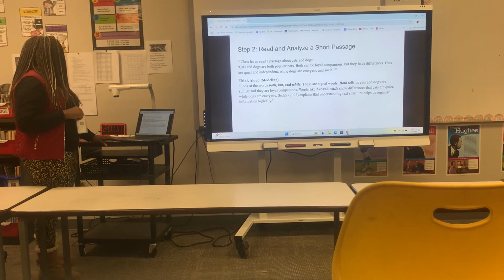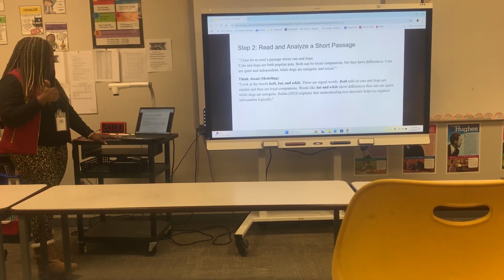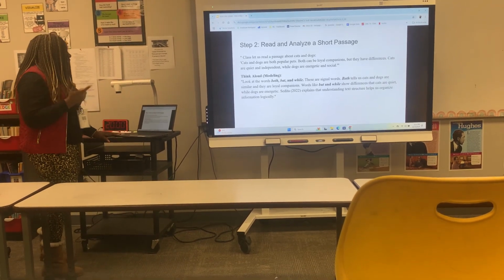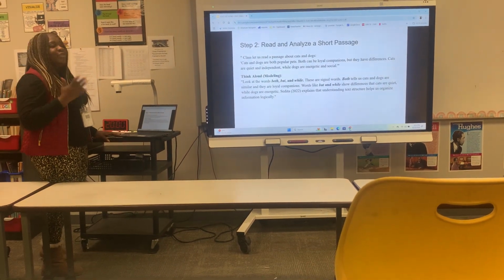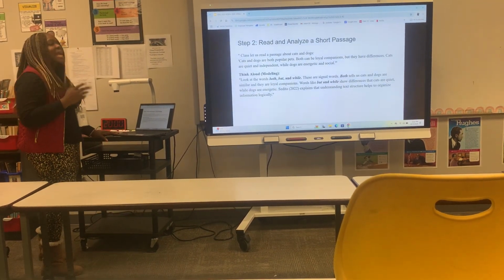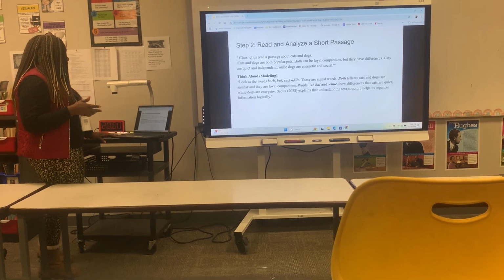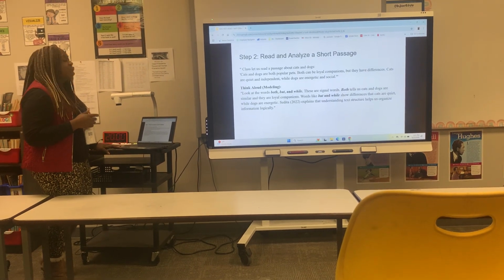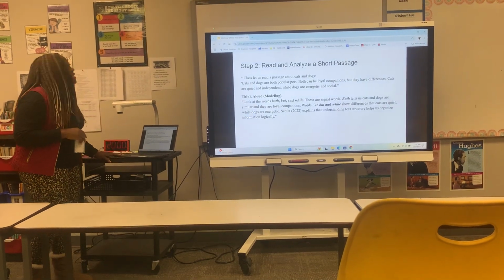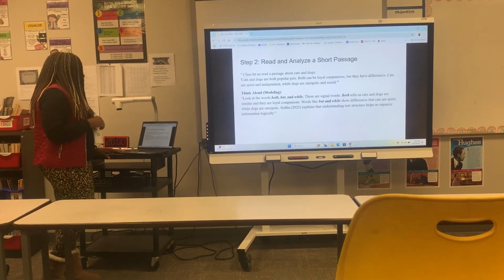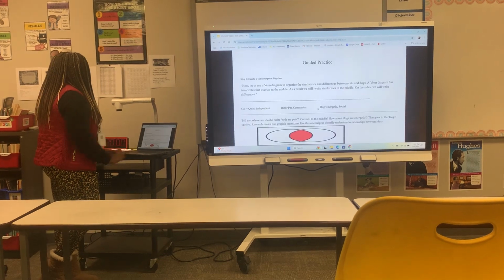Let's think aloud for a moment. Look at the words both, but, and while. They're signal words. Both tells us that cats and dogs are similar and they're loyal companions. Words like but and while show differences, that cats are quiet while dogs are energetic. According to Sedita 2022, understanding text structures helps us organize information in a logical way.